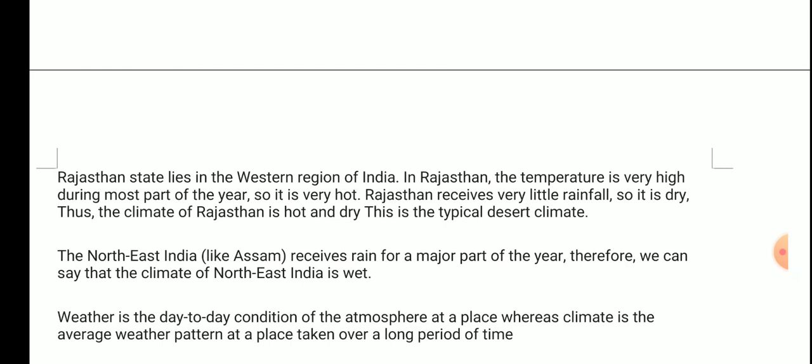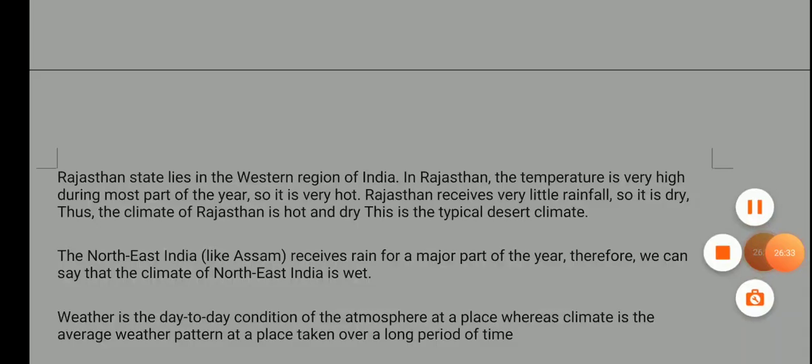Again, two extreme conditions, Rajasthan and northeast India. Rajasthan lies in the western region of India. In Rajasthan, the temperature is very high during most part of the year and there is very little rainfall, so it is also dry. So the climate of Rajasthan is very hot and dry, a desert climate. Whereas in northeast India, like Assam, it receives rain for a major part of the year. Therefore, we can say that the climate of northeast India is wet.